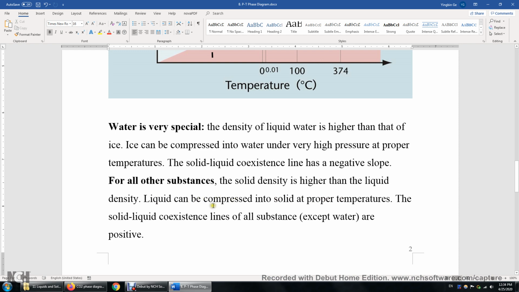I'm going to show you another example, for example, CO2. I'm going to show you the phase diagram of CO2. And then I want to tell you, if you look at the phase diagram of all other substances except for water, the slope of the solid-liquid coexistence line is always positive.